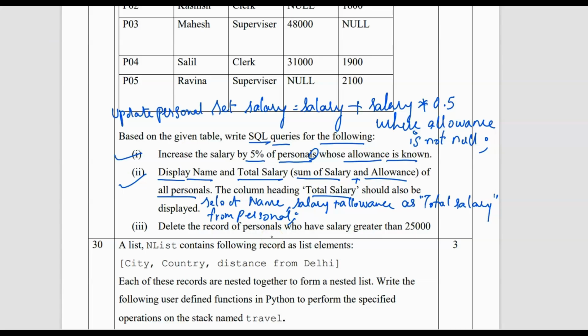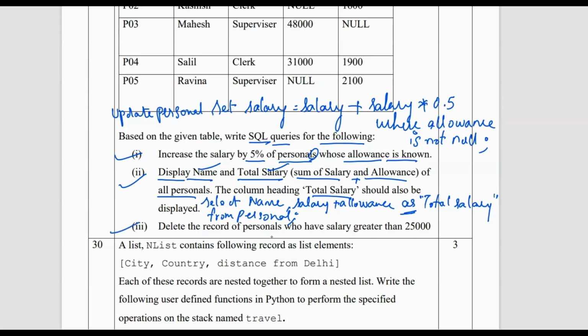Select name, salary plus allowance. You should know the name and the total salary to be displayed under the column name. So you should use the as keyword, and after the as keyword you should write the new column name within double quotation marks, and from the table name personal.